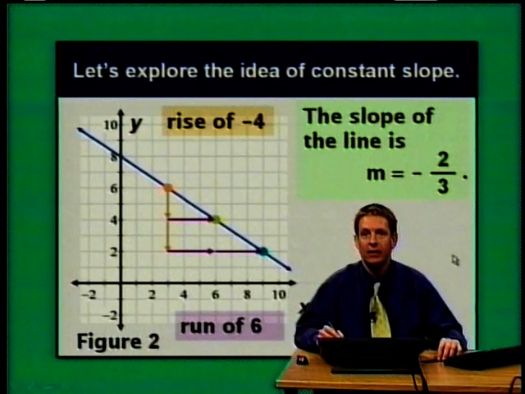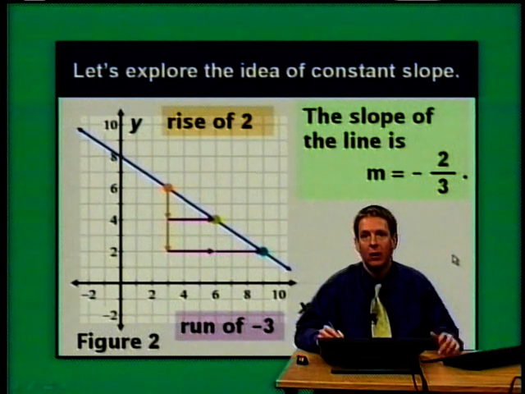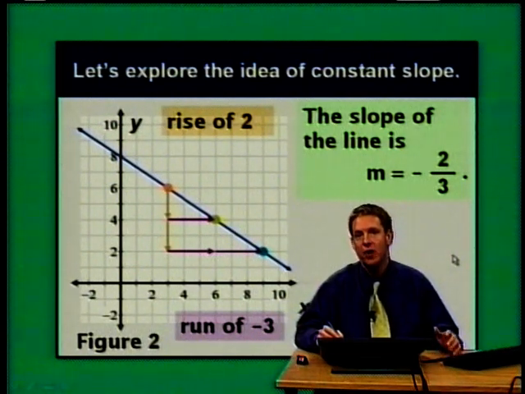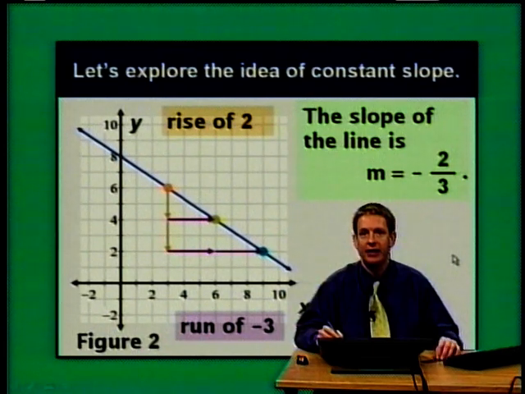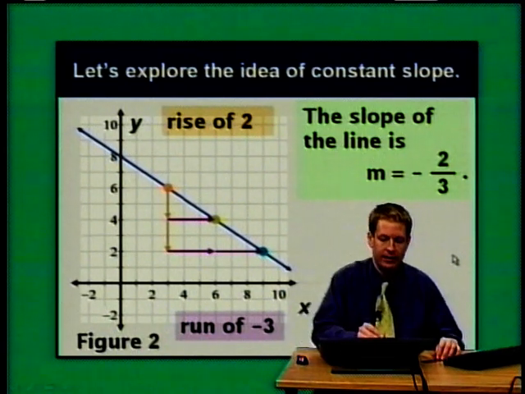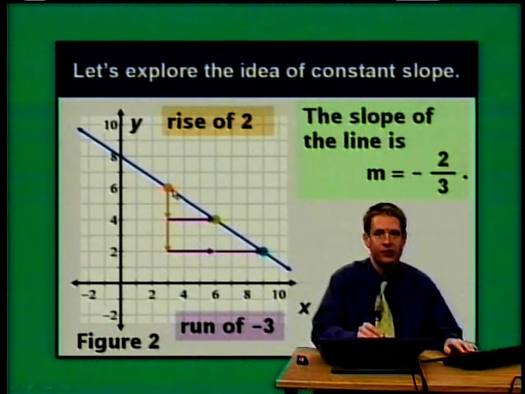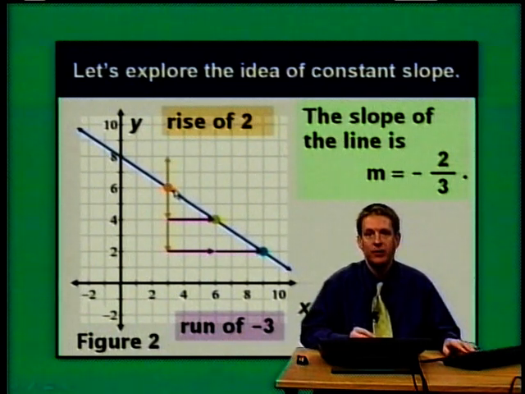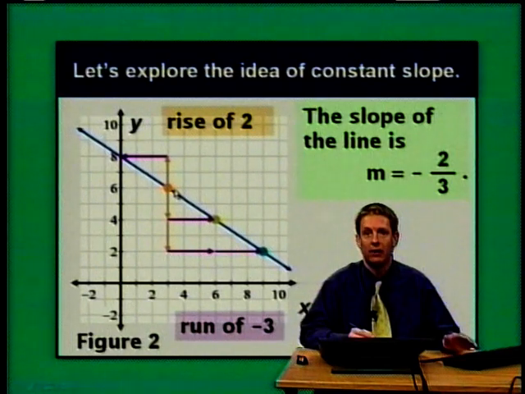Let's think of another ratio that would reduce to -2/3. What if we had a rise of +2 and a run of -3? 2 divided by -3 is -2/3. So again, starting at the orange point, let's do a rise of 2, that's up 2, and a run of -3, that's left 3. Look where we are. We're at another point on the line.